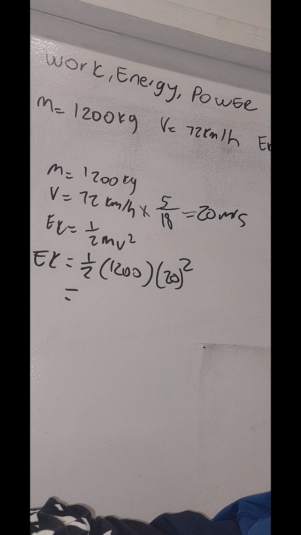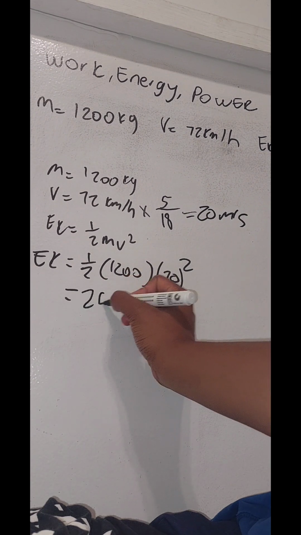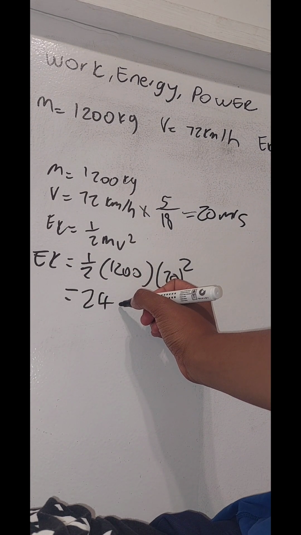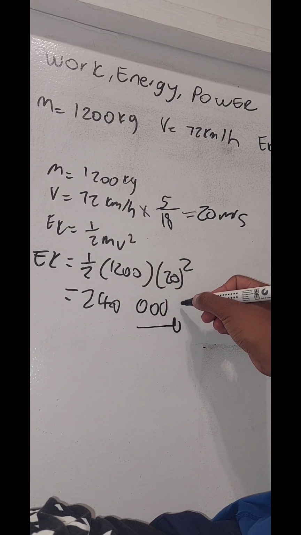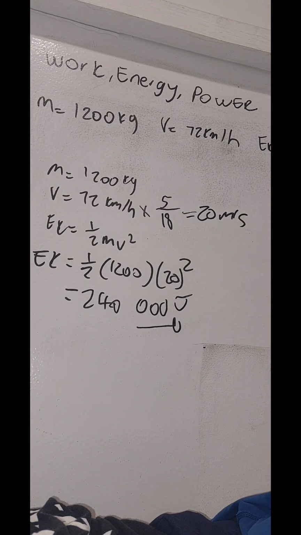Alright, 1,200 times 20 squared. What did you guys get? Because I got 240,000. Remember, it's measured in joules, right? It's measured in joules. Okay, cool. Let's move on to another question.